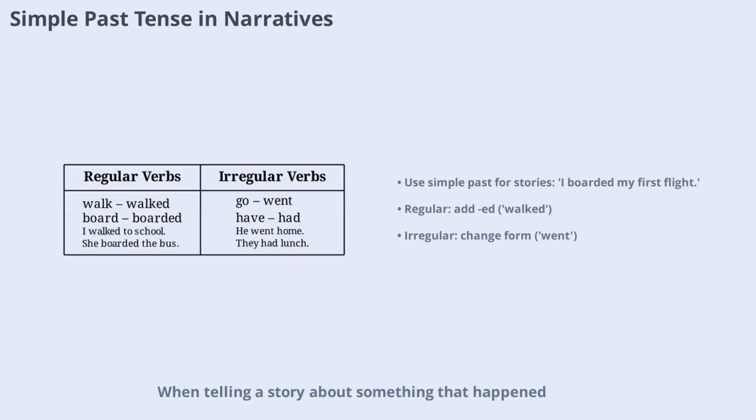When telling a story about something that happened, use the simple past tense. Regular verbs add ed, like walked or boarded. Many verbs are irregular, such as go becoming went or have becoming had. Using the correct past tense forms helps your narrative sound natural and accurate.